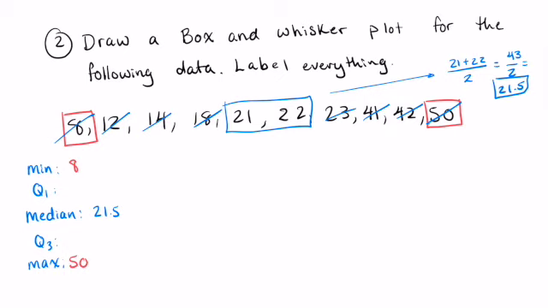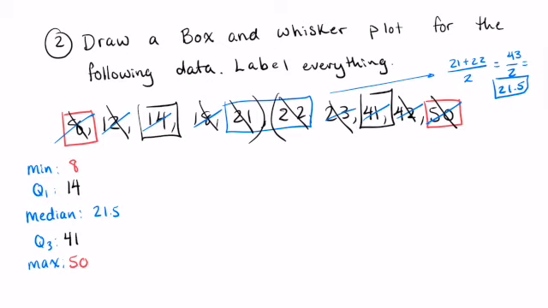And then I want to find my Q1 and Q3. So I'm going to cross off, cross off, cross off, cross off, and I'm left with 14. I'm going to cross off, and I'm left with 41.